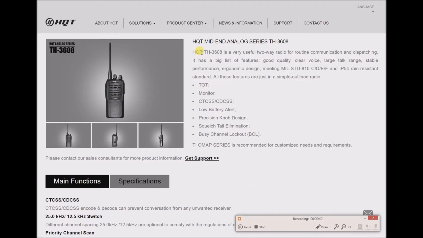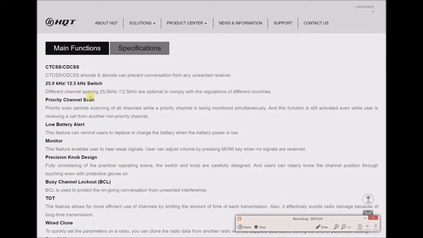The HQT TH3608 is a very useful two-way radio for routine communication and dispatching. It has a big list of features: good quality, clear voice, large talk range, stable performance, it's ergonomic, etc. It mentions some of the things I just covered in my definitions, including channel spacing, talking again about the 25 kHz and 12.5 kHz optional channel spacing, I guess complying with different regions.